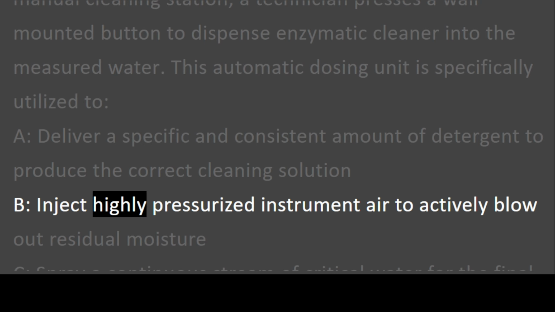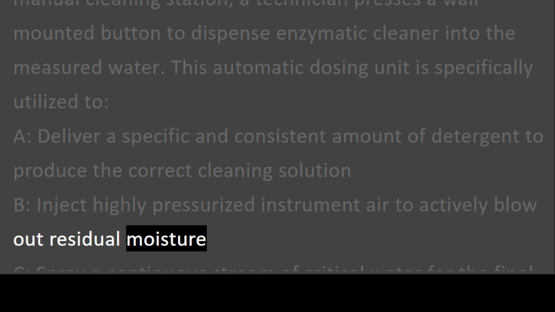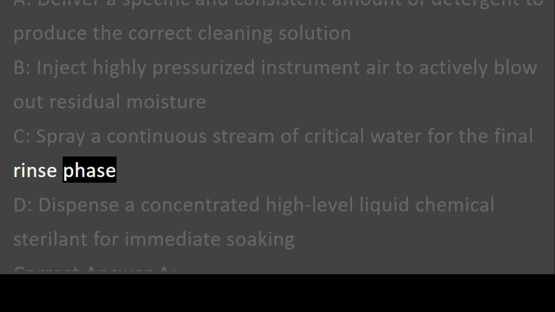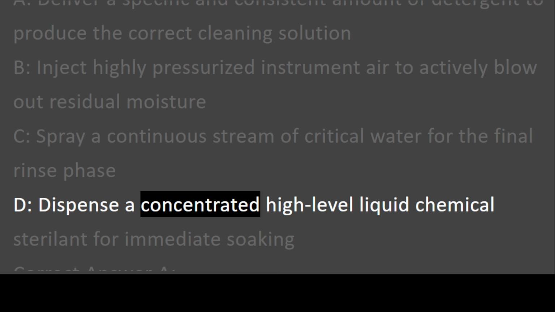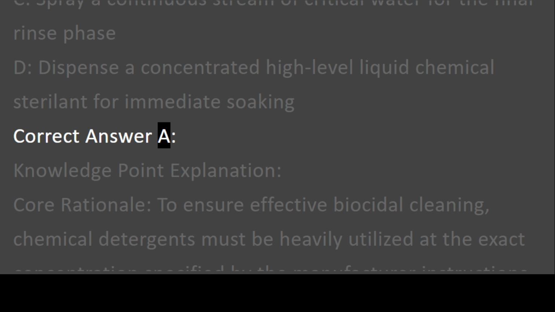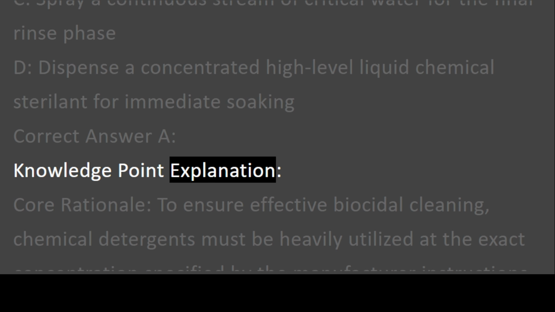B. Inject highly pressurized instrument air to actively blow out residual moisture. C. Spray a continuous stream of critical water for the final rinse phase. D. Dispense a concentrated high-level liquid chemical sterilant for immediate soaking. Correct answer A. Knowledge point explanation.